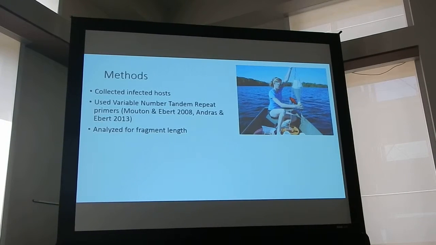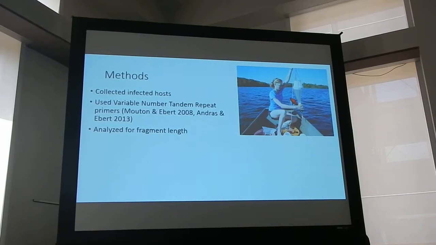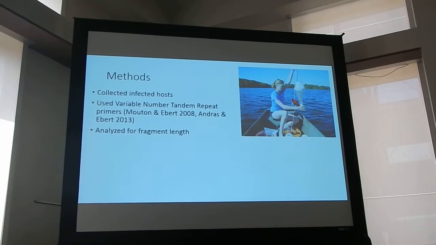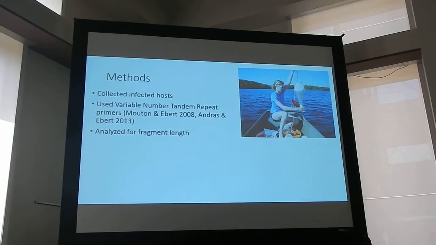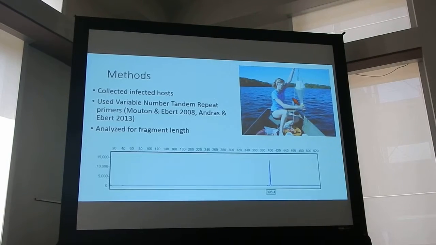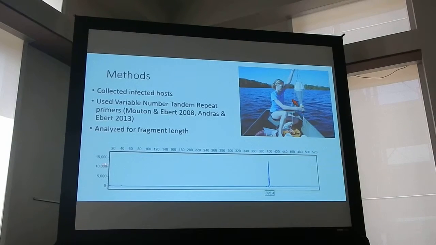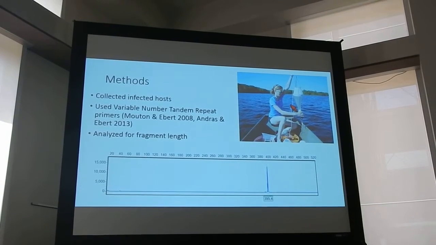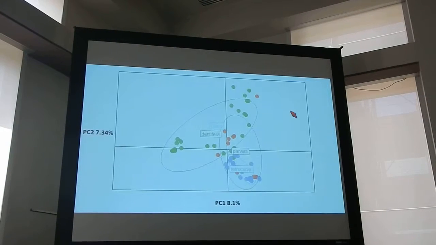In order to answer this question, I collected infected hosts and extracted parasite DNA. I used variable number tandem repeat primers developed by Ebert's group in Switzerland to amplify neutral alleles. And then these were analyzed for fragment length at the Michigan DNA sequencing core. So to give you a look at what that looks like, for each locus, I got data back for each strain showing the fragment length of a given allele. And then we can visualize this data with a principal components analysis.